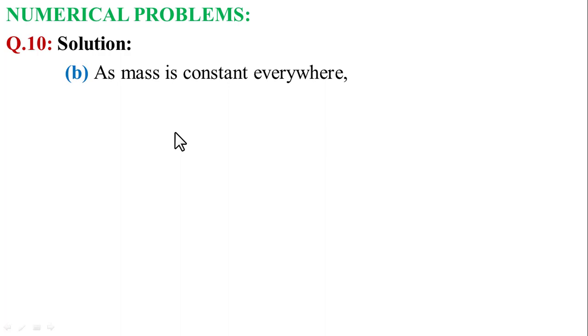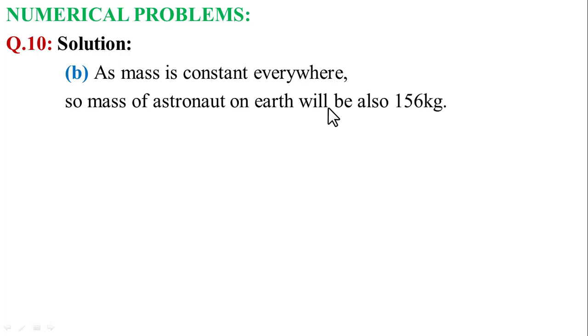Now we can find the mass on Earth. The mass on Earth we can calculate using the same formula. As mass is constant everywhere, the mass of the astronaut on Earth is also the same, 156 kg, because mass cannot be changed. Gravity changes, but mass remains constant. So in part C, the weight will change, and then we can find the weight.